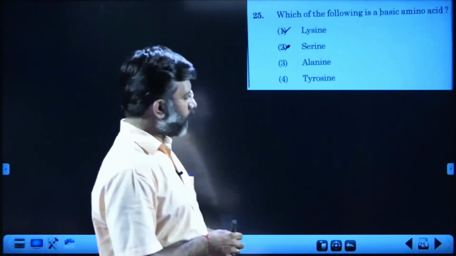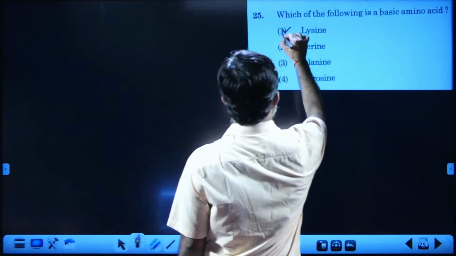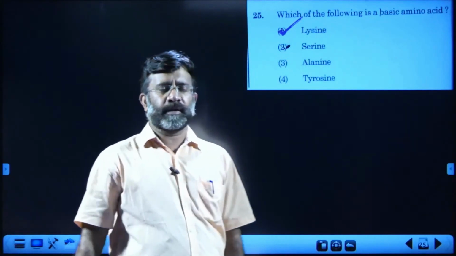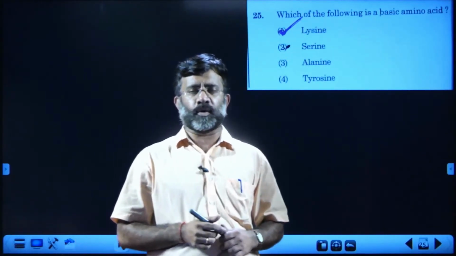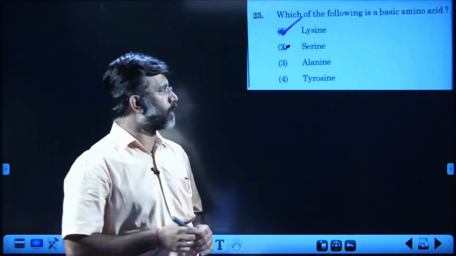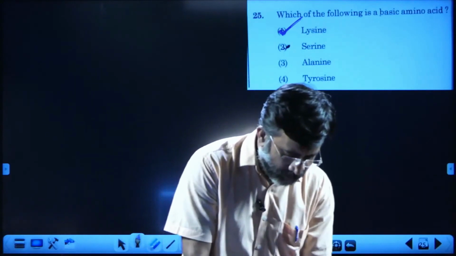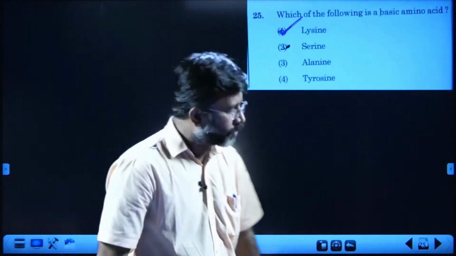So among the following, which is the basic amino acid, all of you know, it is lysine. That too is an elementary question. The structures of all 20 amino acids are enlisted in the textbook. It is a textbook question based on the structure. Lysine. That is the 25th question. Next is the 26th question.